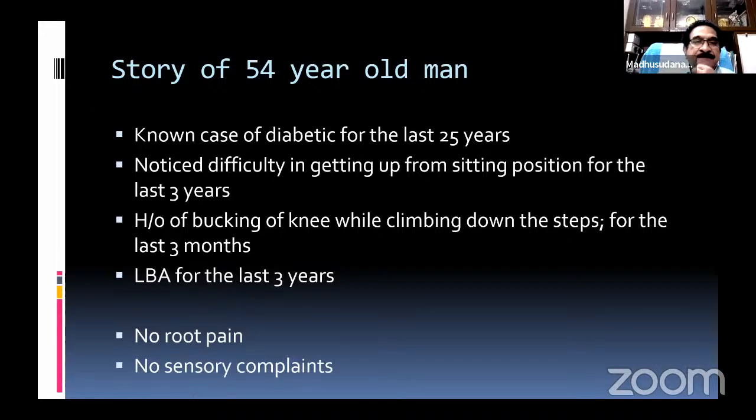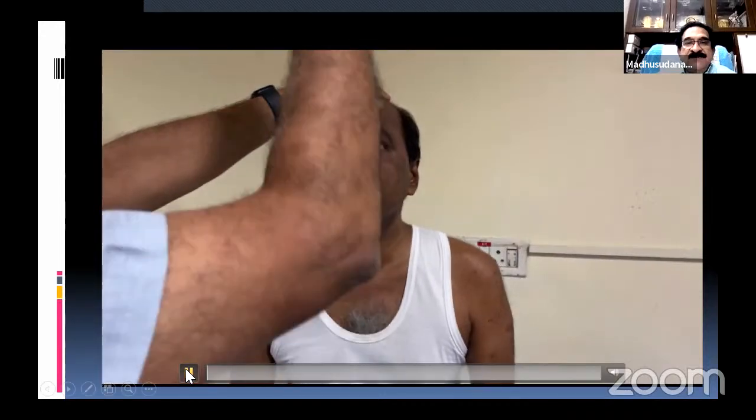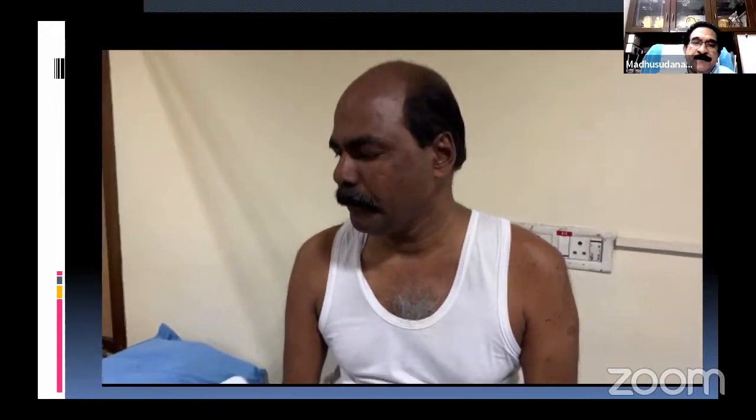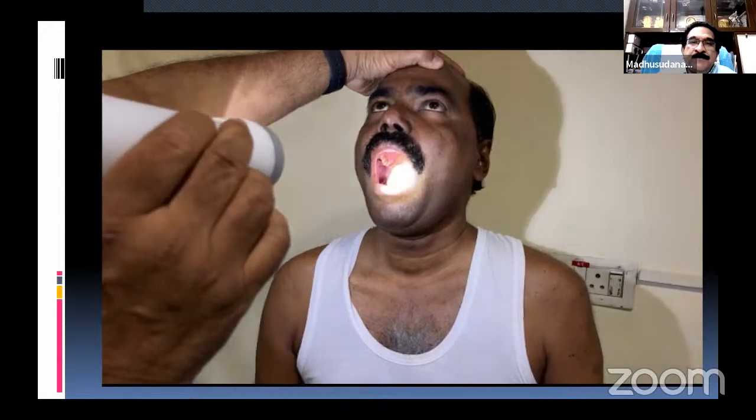So, diabetic, noticed difficulty in getting up from the sitting position for 3 years, buckling of the knee while climbing down the stairs for 3 months, and low backache for 3 years. This is the examination finding. Higher functions are all normal. Cranial nerves, tongue movement were normal.